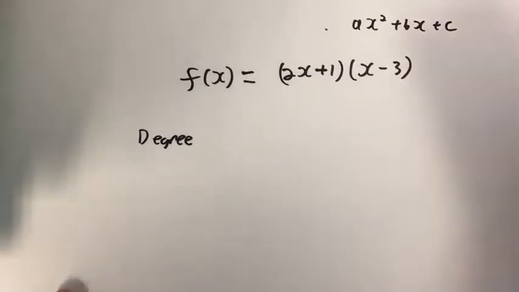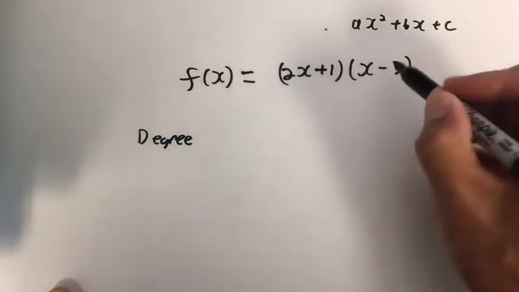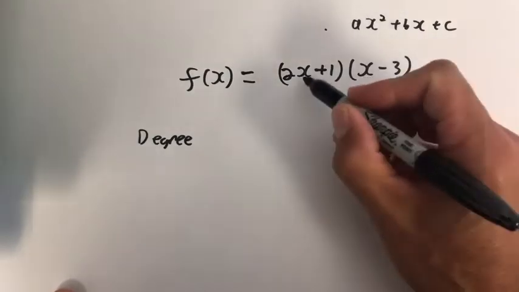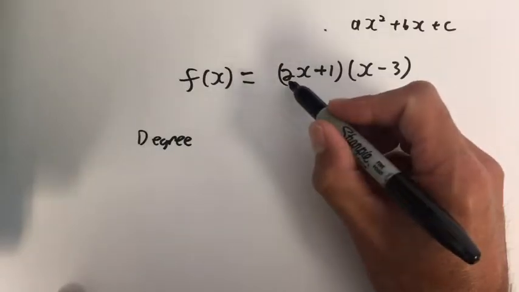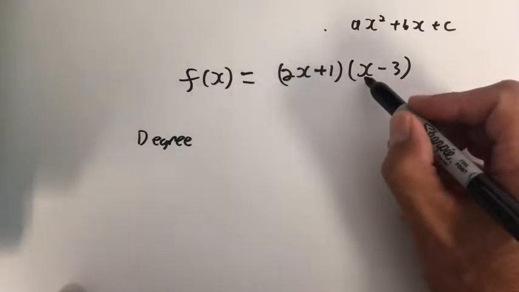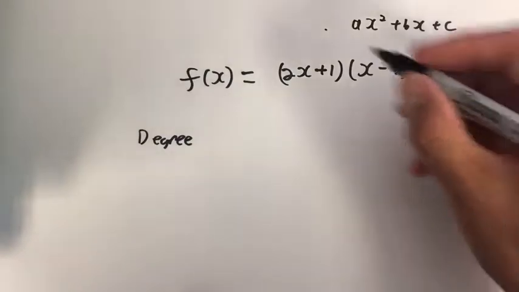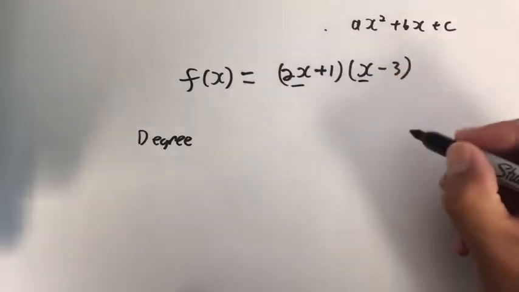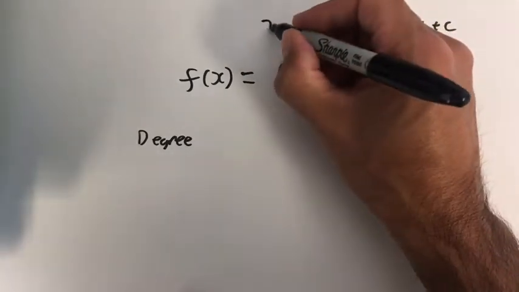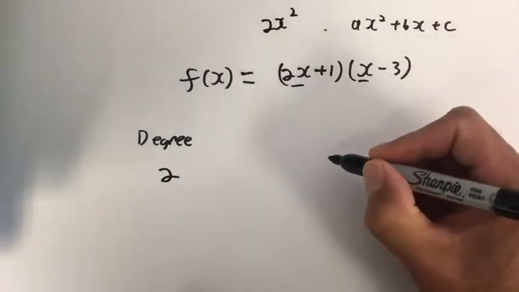A trick to finding it without expanding the whole thing out is if in each of those brackets you've got the highest order x at the beginning, multiply the beginnings together. That would give me 2x times x, which would give me 2x squared. So my first term, grabbing from the very beginning, is going to be 2x squared. So my degree is 2.